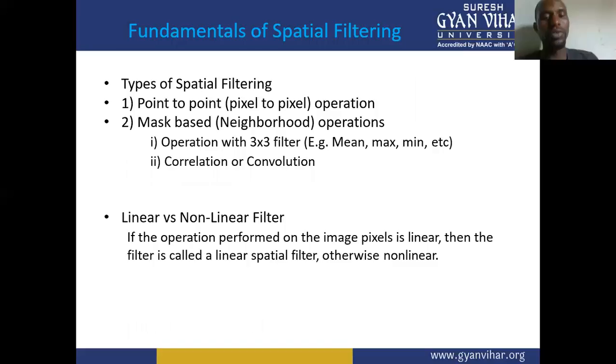So we talked of the different types of filters, and we said the different types of filters include the point-to-point operation, and the mask or the neighborhood operation that can apply the min, max, and median. Another mask-based operation is correlation, where we compare values from different filters and we get the desired filter.